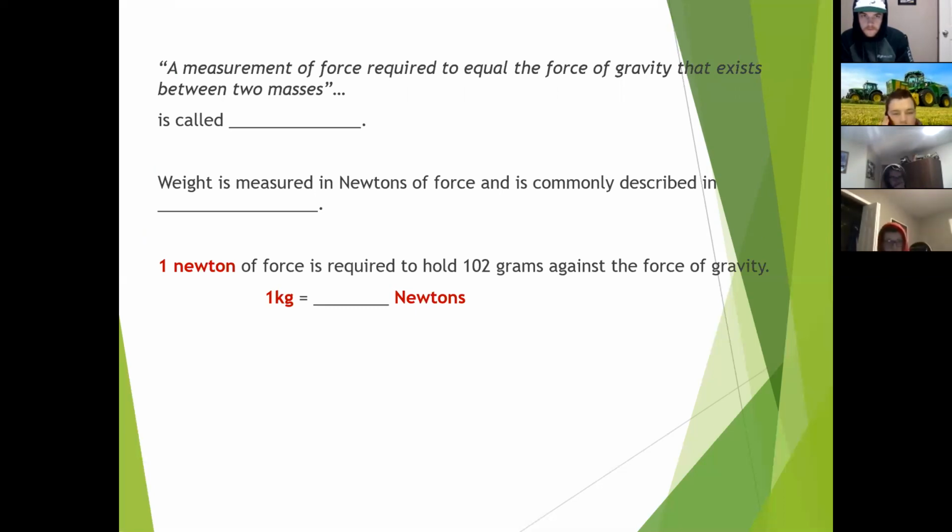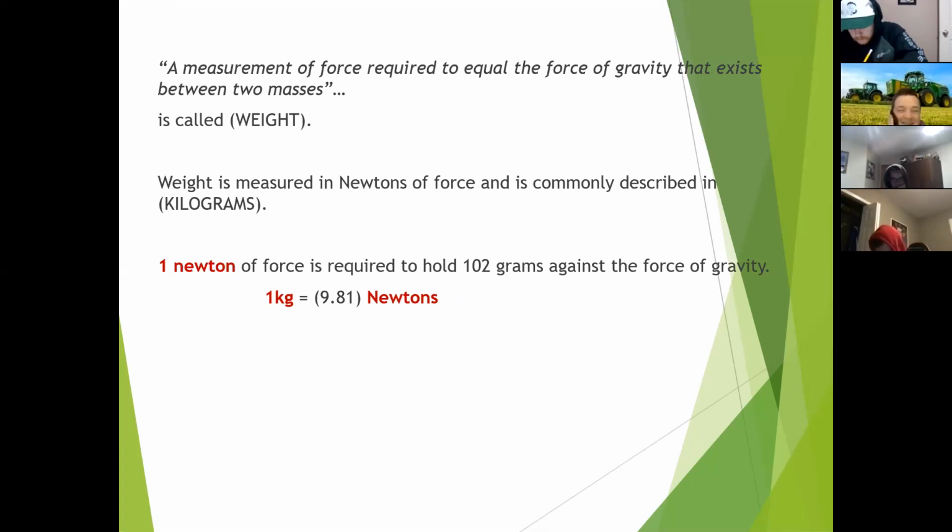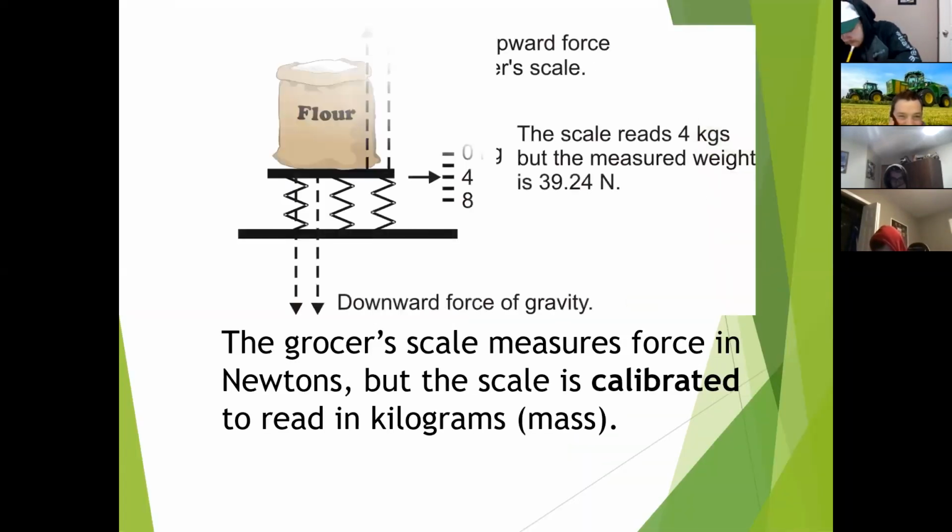So weight is measured in newtons of force and is commonly described in... you guys are all looking for the answer in the next. It's there. You just have to. Kilos. Yeah. Kilograms. Nice. 1 kilogram equals... Yeah, it is. Yes, it is. All right. Quick example. See that example? It was just premature. Come a little later.